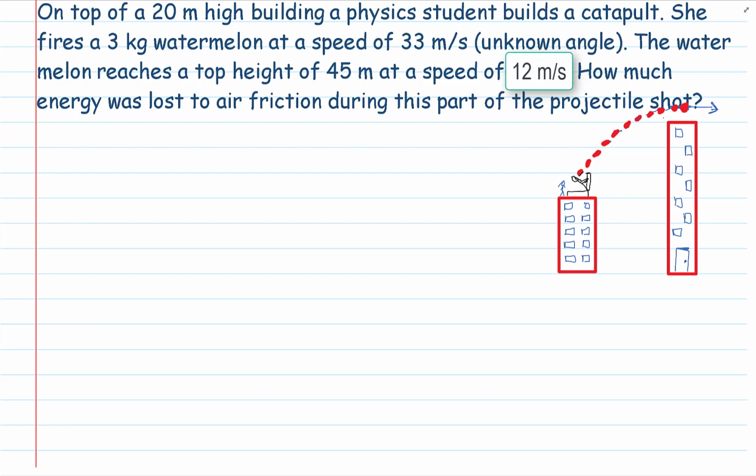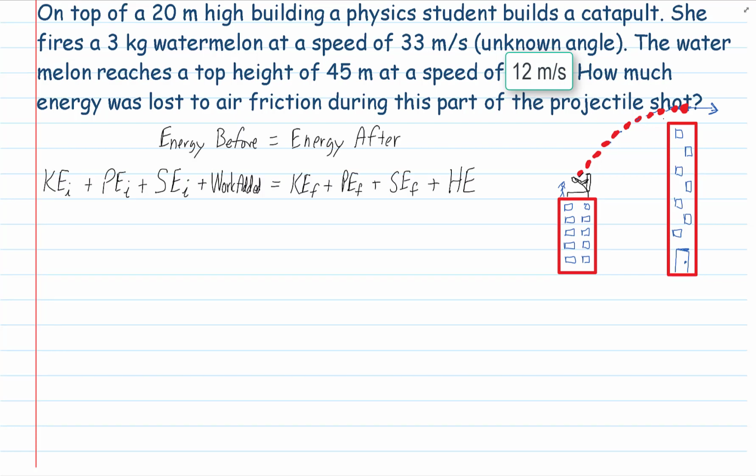But for dynamics, work, power, energy, we can start with the conservation of energy. So the energy before equals the energy after. The kinetic energy plus the potential energy plus the spring energy plus how much energy you add in will have to equal the kinetic energy at the end, potential energy at the end, plus the spring energy at the end, plus the heat energy at the end.